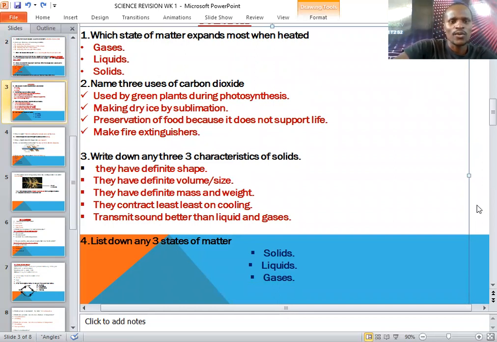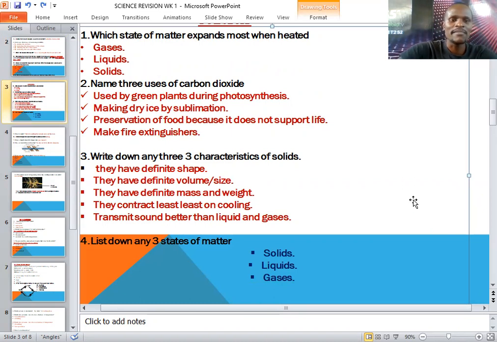Then number 3, preservation of food, because it does not support life. You know very well how we preserve food. We preserve food by using carbon dioxide, isn't it? If you open a soda, you hear that sound. That is carbon dioxide. So when these foods are being preserved, we always use carbon dioxide because carbon dioxide will never support life. Therefore, there is no bacteria that can survive in the presence of carbon dioxide. So you can use carbon dioxide when you want to preserve food.